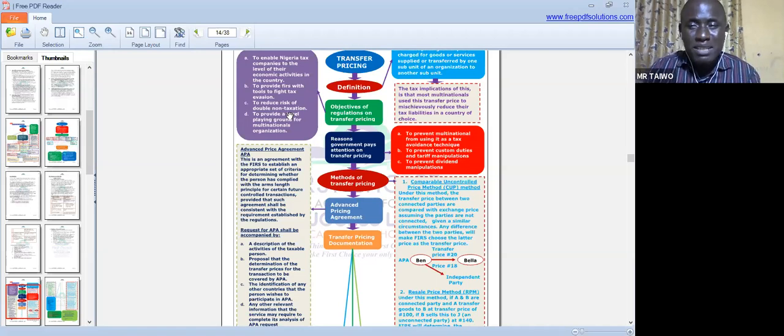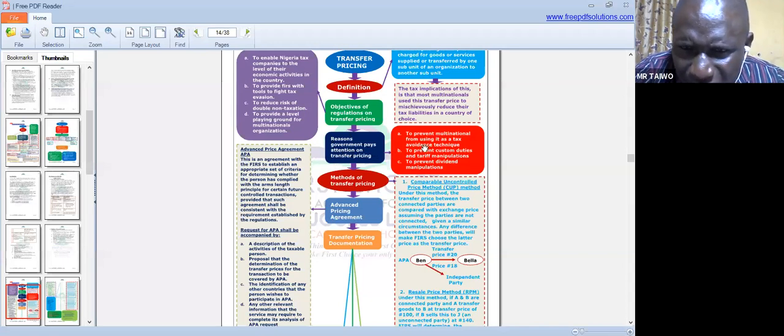To provide a level playing ground, to prevent double non-taxation, to prevent evasion of tax, and to ensure that companies are taxed based on their economic exposure, economic activity in the country. Now, the reasons government pays attention to transfer pricing are to prevent multinationals from using it as a tax avoidance or tax evasion technique, and to prevent customs duties and tariff manipulation.